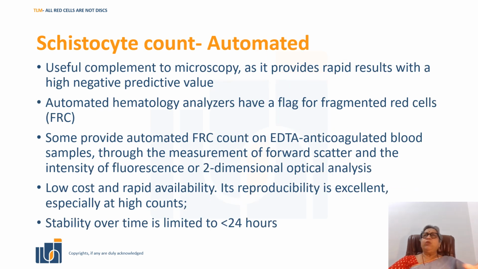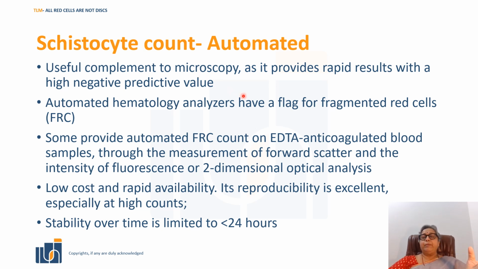So you can do it manually. We've been doing it manually. Probably many of us have been reporting it as present, absent, numerous present. But now it's important, according to the guidelines, to give a numerical value, to give a quantitative estimation of the schistocytes. Now, schistocyte count automated.